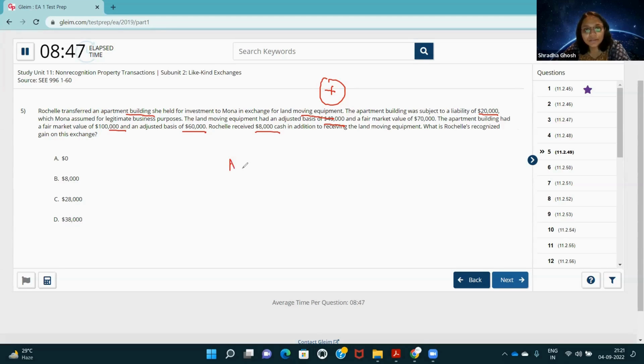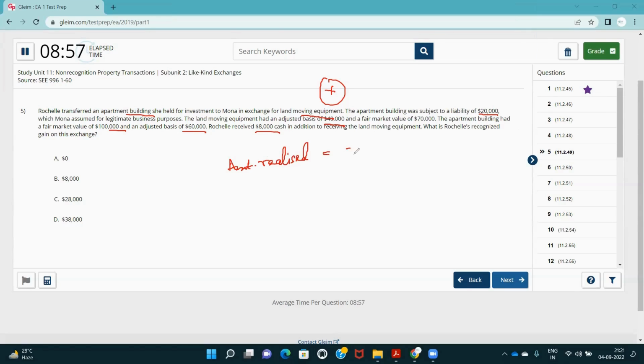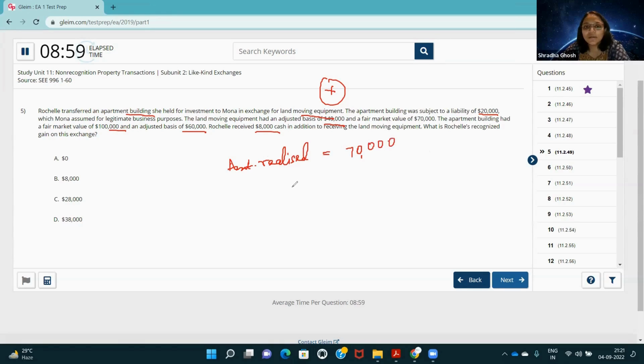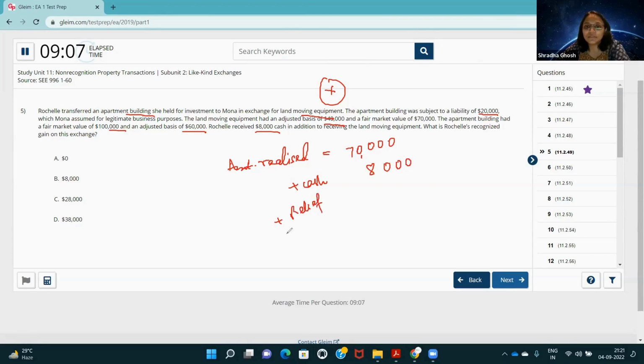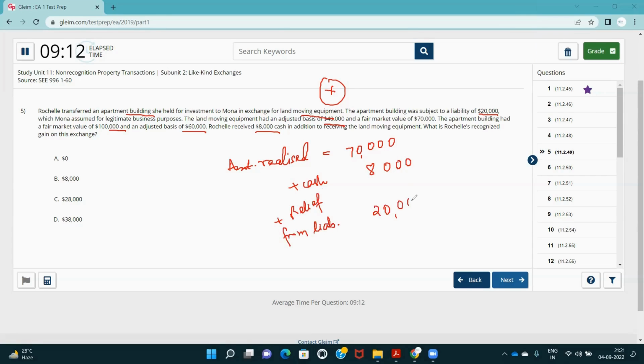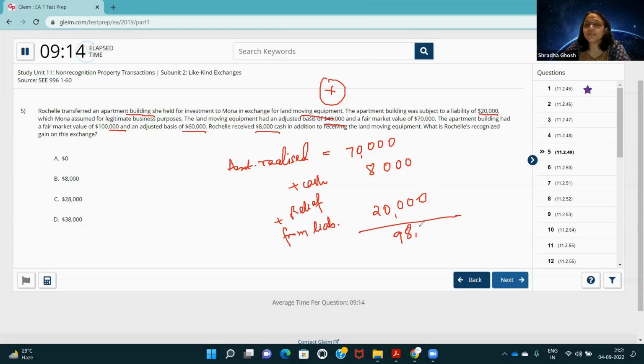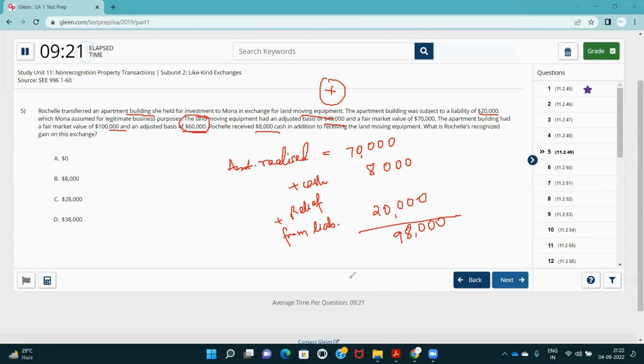Okay, what is amount realized? Amount realized will be the same, whatever you're going to do, like or unlike. What is he getting? He's getting something which has a fair market value of 70,000. He's also getting cash of 8,000. And he's also getting relief from liability, isn't it? Yes. How much? 20,000. So 98,000 is the amount that he is getting. For what? For his building which had a basis of 60,000.